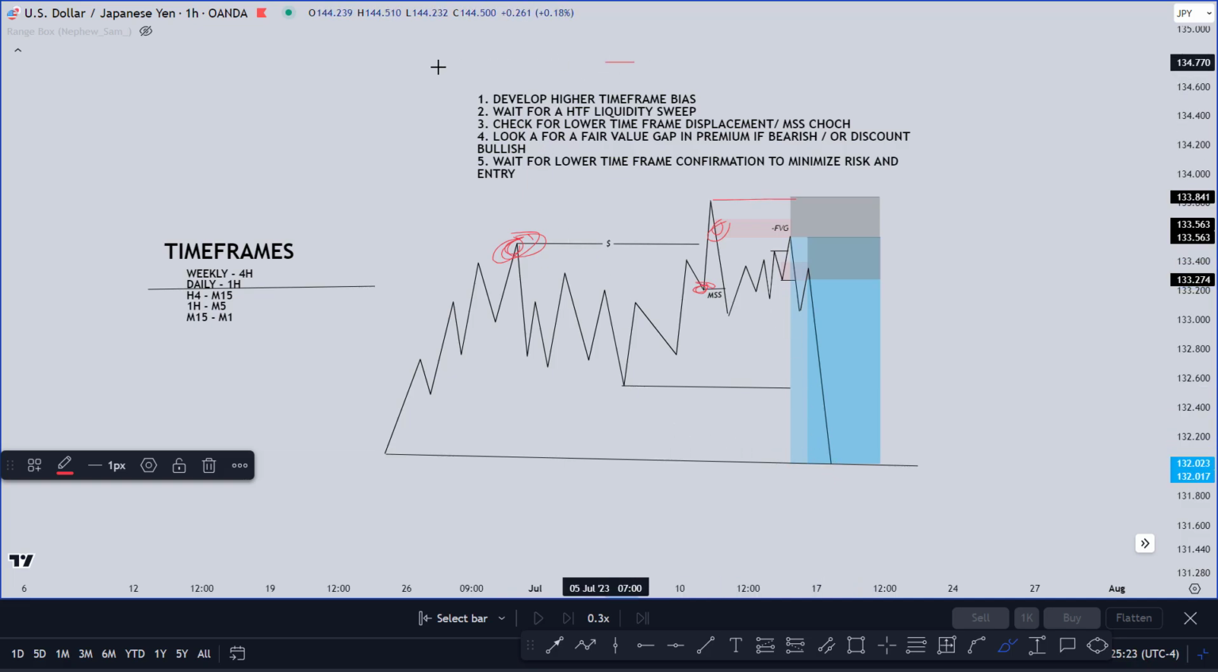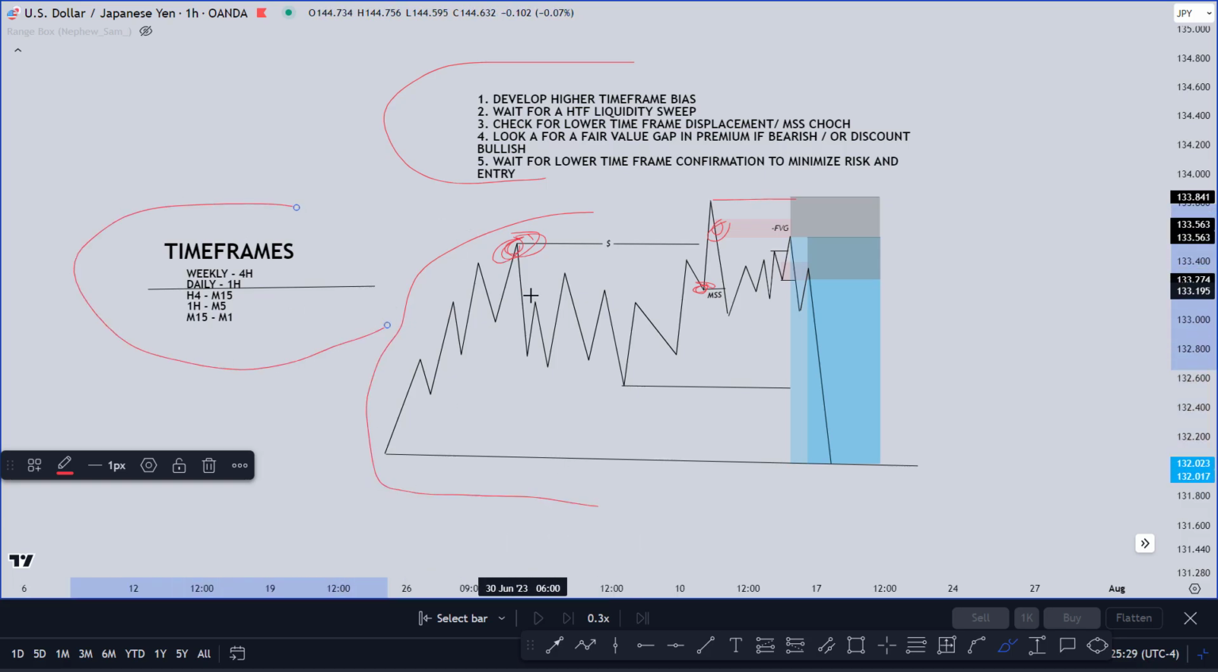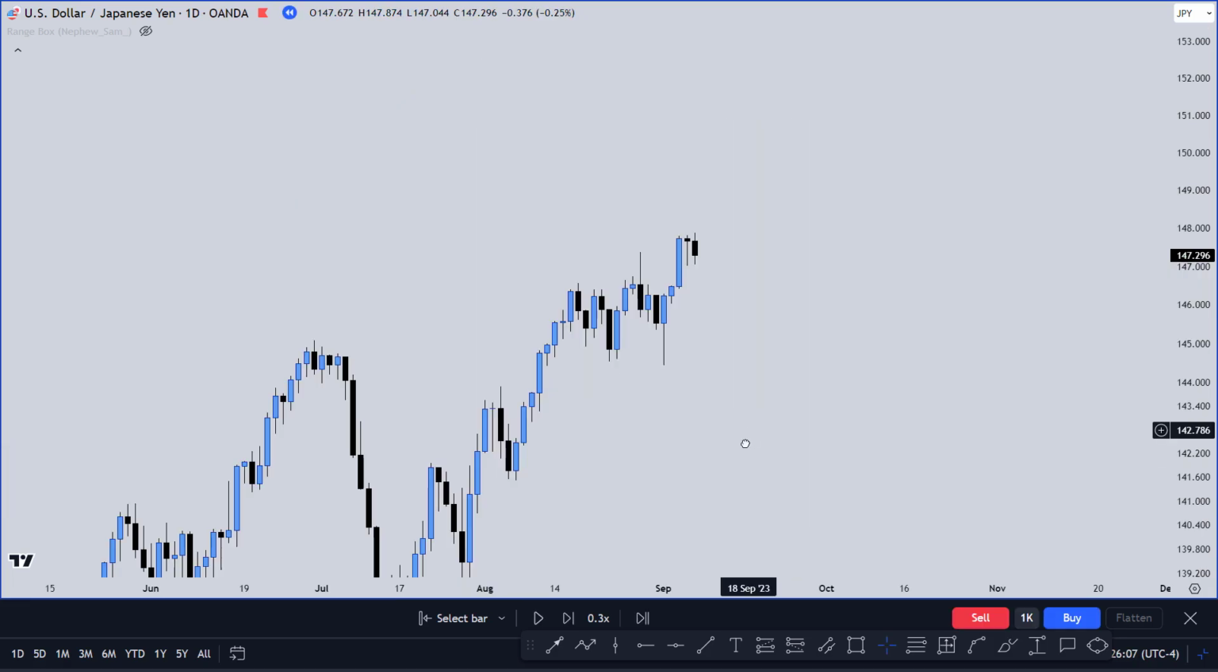So right here is the strategy. Right here is the schematic of how it would look, and right here are the time frames, everything that you need. So let's hop on the charts and see exactly how we can execute this strategy.